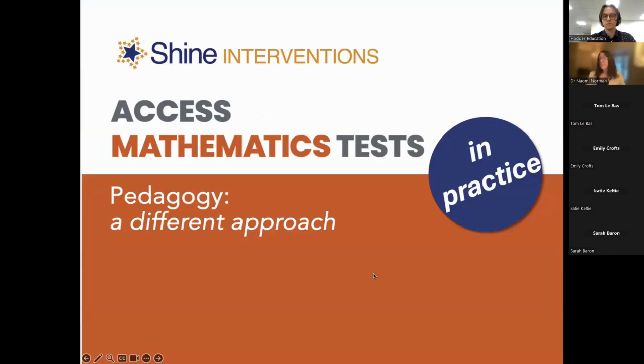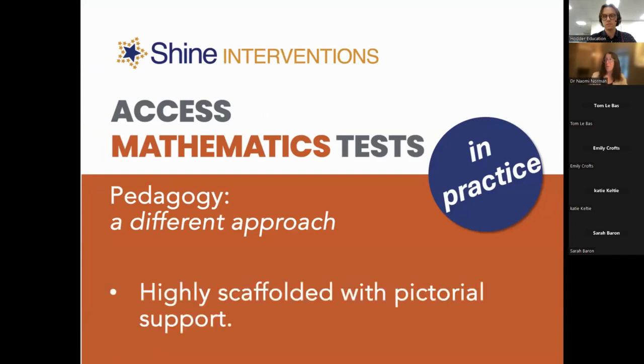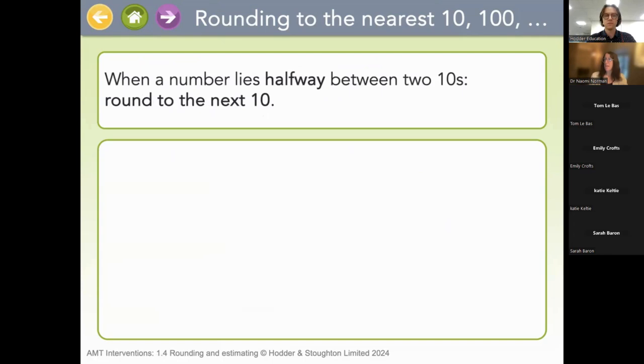And so in this intervention, as well as adopting the different approach of showing students what they're aiming for, we've also adopted a highly scaffolded approach with pictorial support. And this is common to an awful lot of the intervention materials. A similar approach is adopted for rounding a number halfway between two tens.